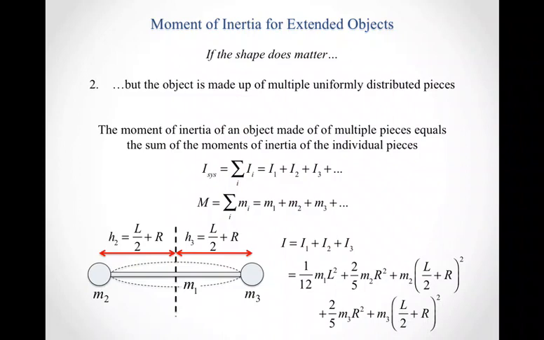As we make systems more complicated, we can end up having more complicated pieces for how we calculate the moment of inertia of extended objects. But again, the nice thing is that if you can calculate the moment of inertia of each individual piece, then finding the moment of inertia of your system is as simple as adding the individual moments of inertia together.